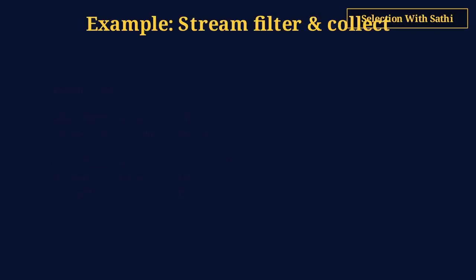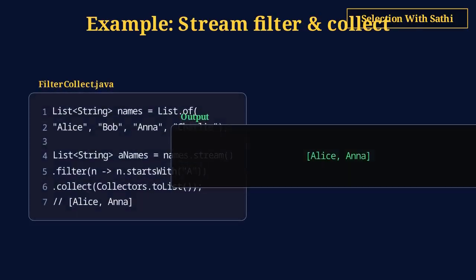Stream filter and map. List of numbers 1, 2, 3, 4, 5. stream.filter n greater than 3 keeps 4 and 5. .map n times 2 doubles them to 8 and 10. .collect(Collectors.toList()) gives the result list 8, 10.